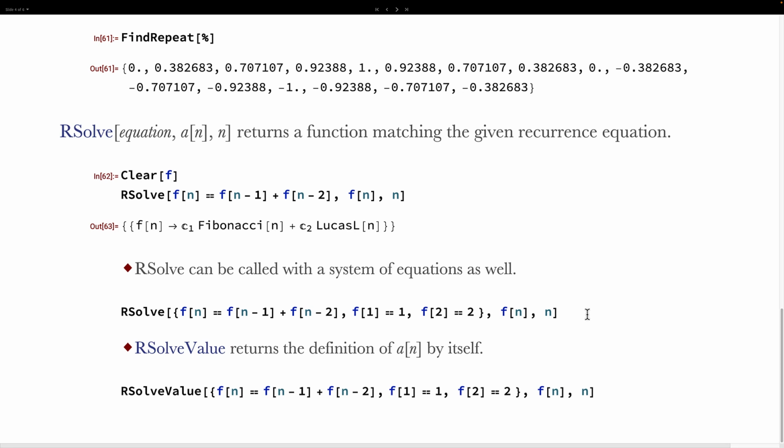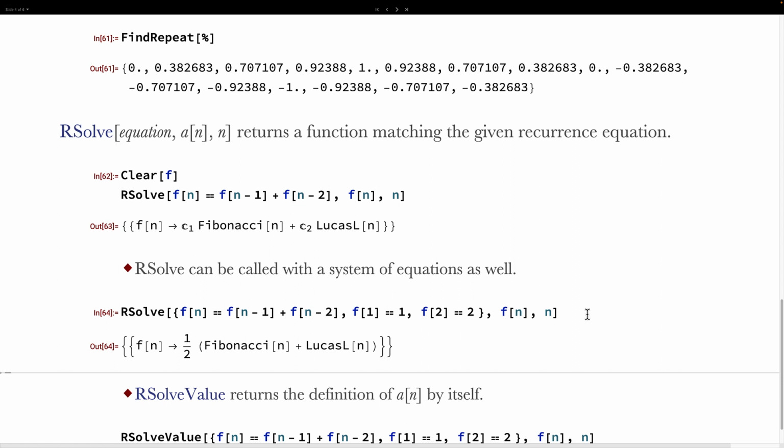So we first define the recurrence relation, then define the first two elements. Now what this spits back to us is f of n is equal to 1/2 of Fibonacci of n plus Lucas L of n. Now this makes sense because a keen eye might notice the first two indices that I put are not actually the Fibonacci sequence.